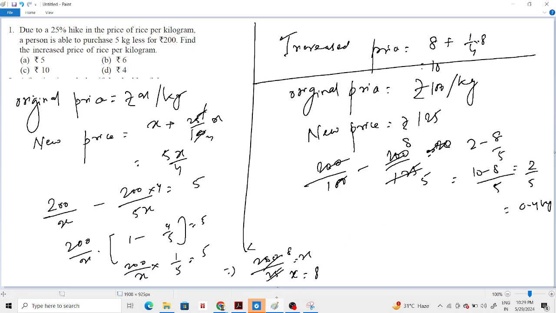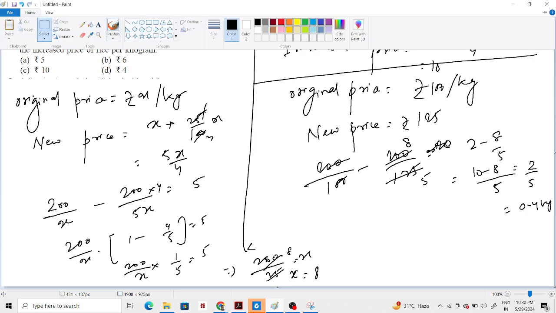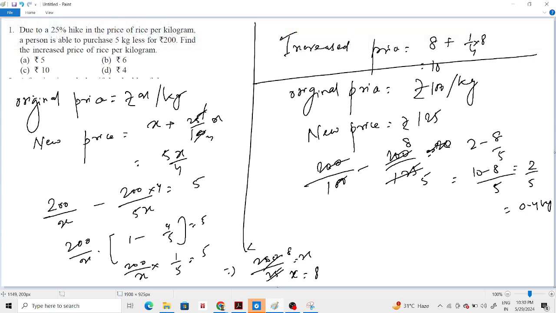0.4 kg. Okay, now it is given 5 kg. So the difference is 5 kg. So according to the sum, 0.4 kg is equal to 5 kg, and 1 kg is equal to what? 5 by 0.4. Let us take directly 125. Why take 100? 5 by 0.4 into 125. But it's coming very big. How come?